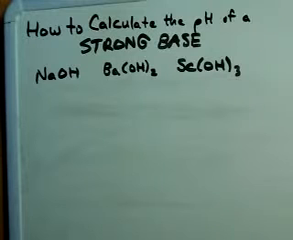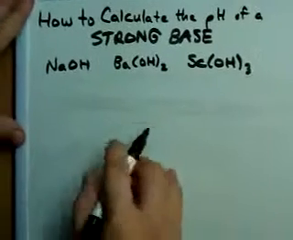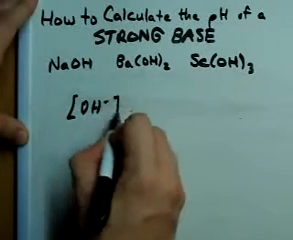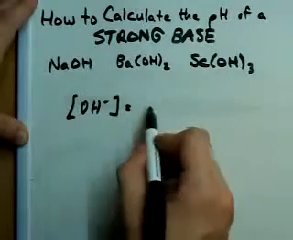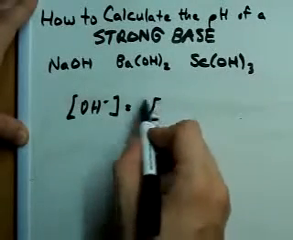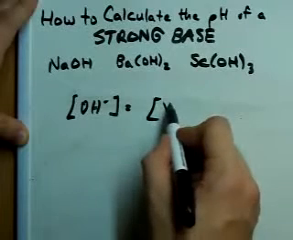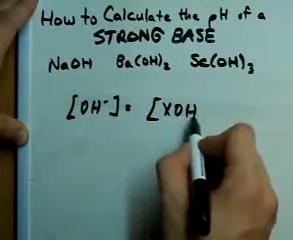Calculating the pH of a solution containing a strong base is slightly more difficult than for a strong acid, but not significantly. Here's the trick. The concentration of OH minus in your solution is simply the same as the concentration of your strong base, which I'll call XOH, because I don't know what X is.